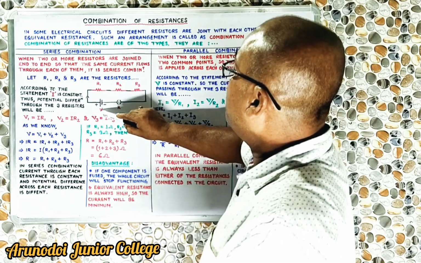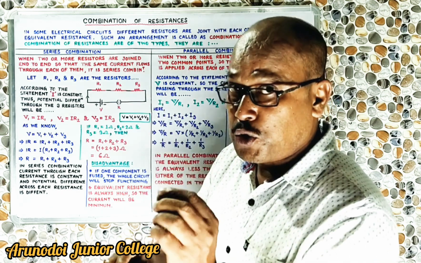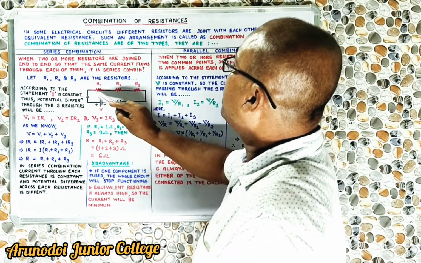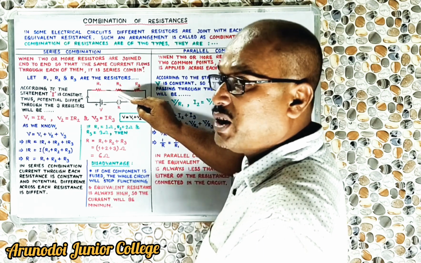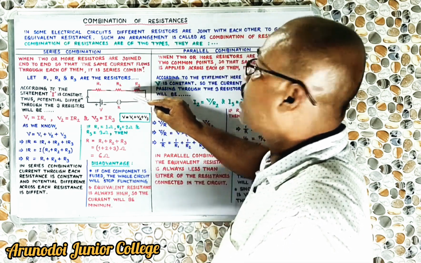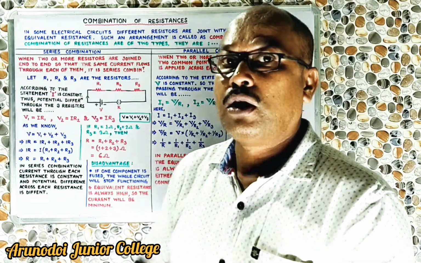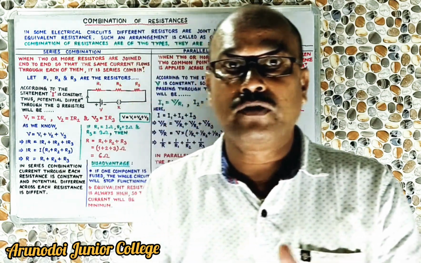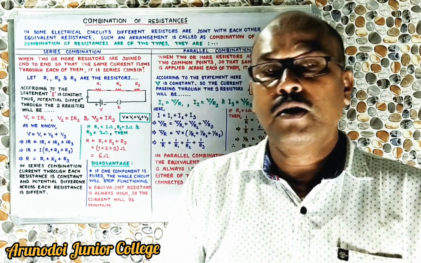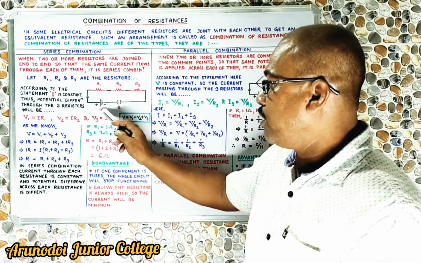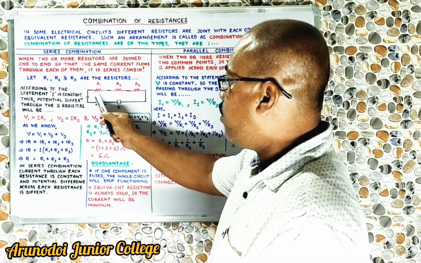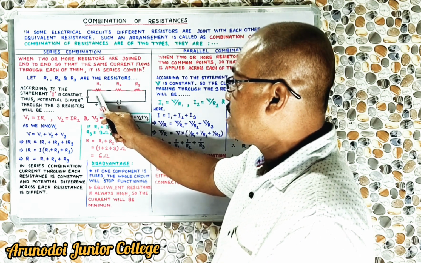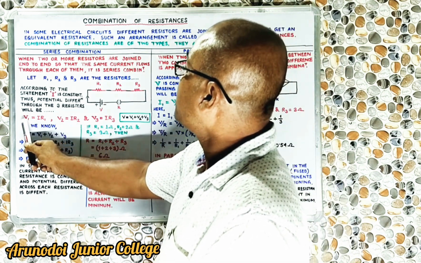Suppose this battery has a potential difference of 12 volt, then the first one will get 4 volt, the second one also will get 4 volt, and the third one also will get 4 volt. So all the three resistors, 4 volt plus 4 volt plus 4 volt, will total 12 volt of this battery. So to say what will be the voltage of this resistance, we can represent it mathematically.